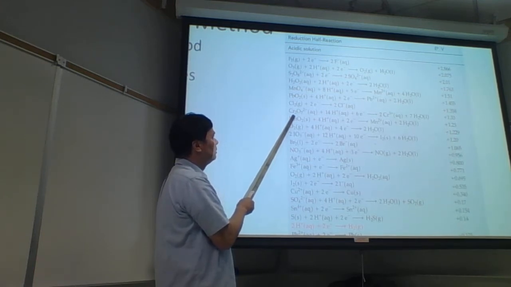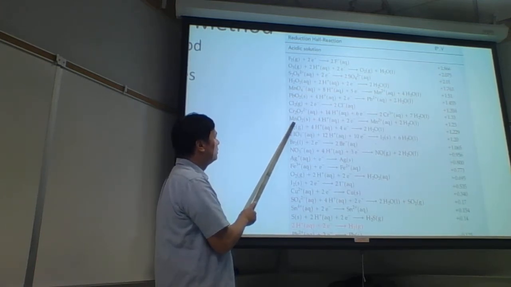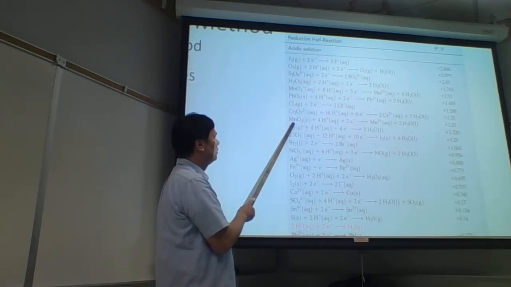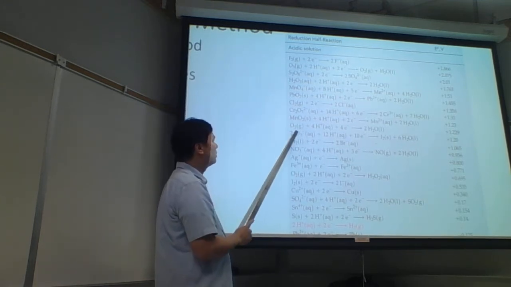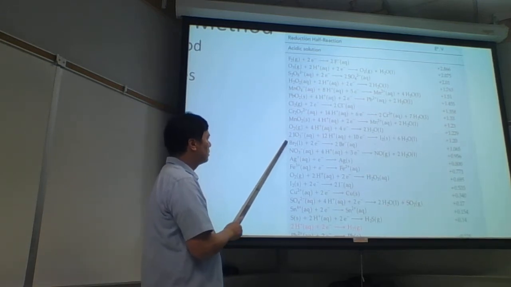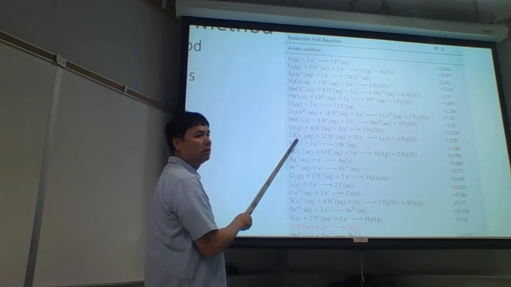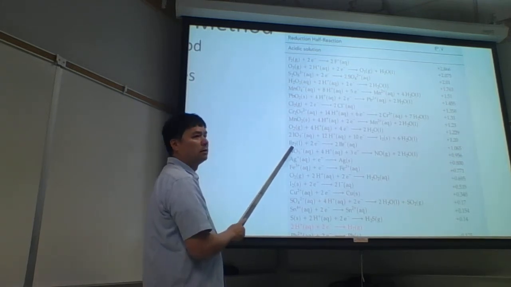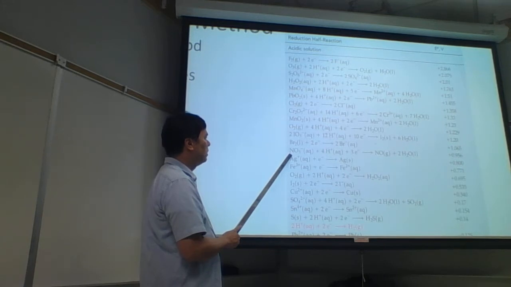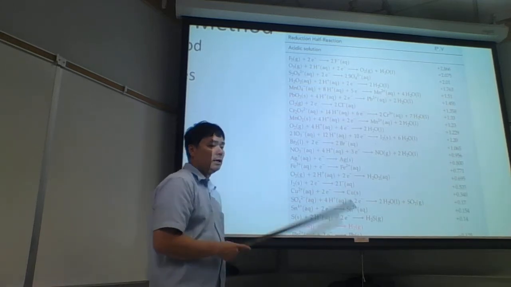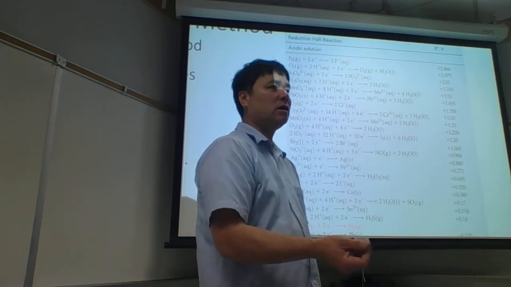What's this called? Dichromate. Good. Manganese 4 oxide. Oxygen. Good. Iodate. Bromine. Nitrate. Nitrate's a good oxidizer. Silver ions. Silver ions are a good oxidizer as well. This is why you've got to be careful handling silver salts.